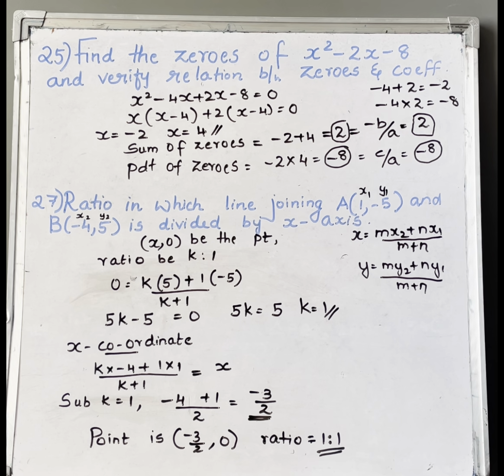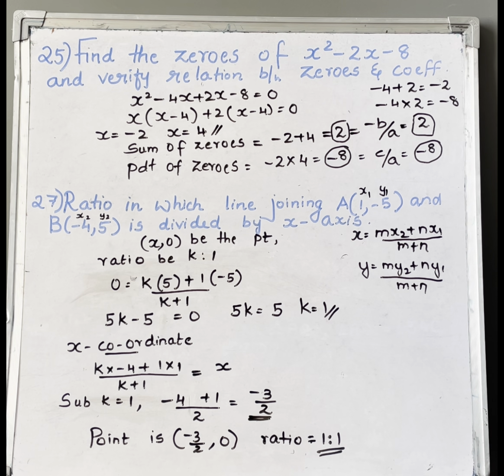25th, we have an OR question. Find the zeros of x square minus 2x minus 8 and verify the relation between zeros and coefficient. So, x square minus 2x minus 8 is a quadratic polynomial, and the zeros can be found by splitting the middle term. So, we have to find two numbers such that the sum is minus 2 and product is minus 8. So minus 4 and 2 are the numbers. So we split the middle term. So we get x is equal to minus 2 and x is equal to 4.